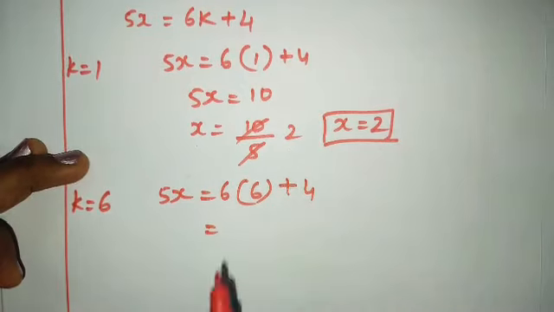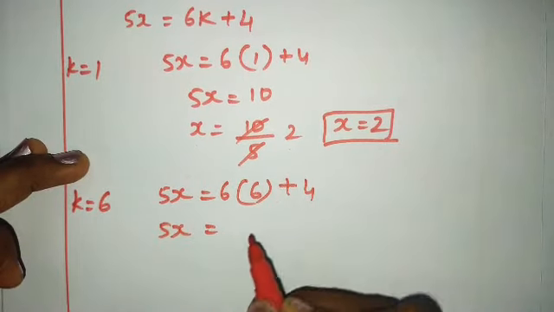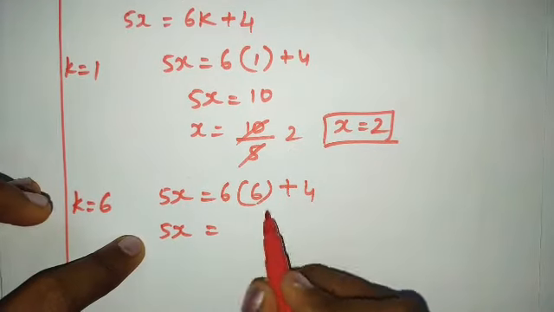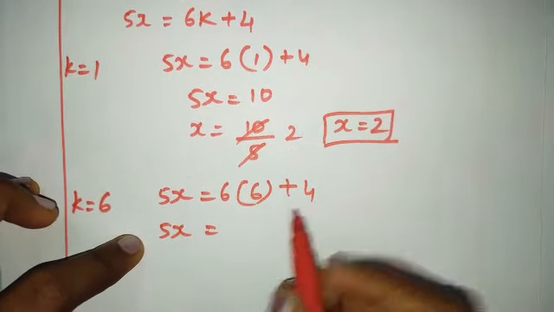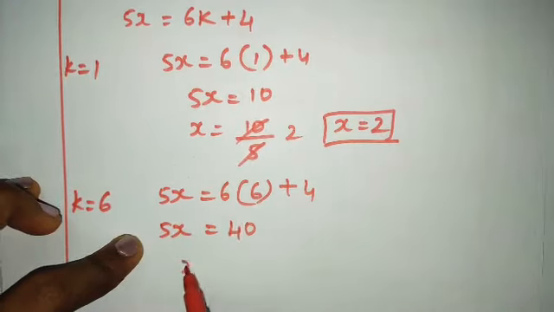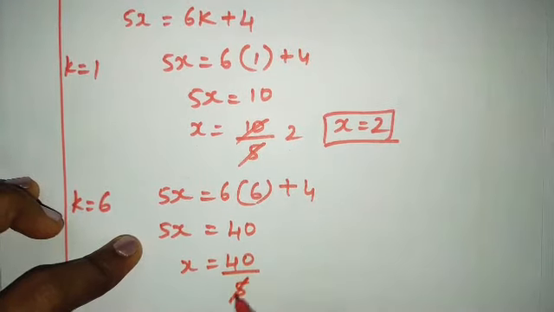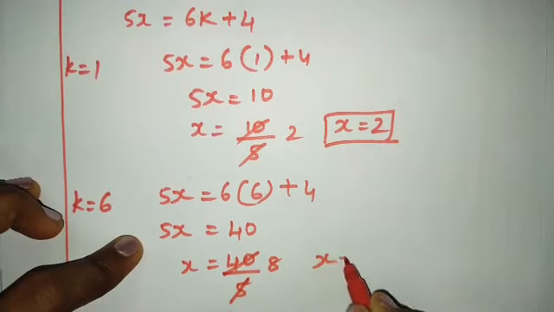Okay, you have to find the k value so that it is exactly divisible and you get a correct value of x. So 6 into 6 is 36, 36 plus 4 is 40. So x is equal to 40 divided by 5. That is, 5 1s are 5, 5 8s are 40. So x is equal to 8.